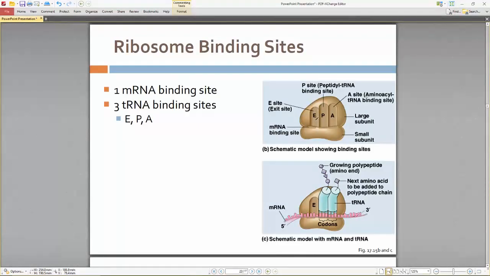E stands for exit, probably the easiest one to remember. P site is the peptidyl tRNA binding site. I just remember it as the P site. And the A site is the aminoacyl tRNA binding site. You just have to remember it as EPA. And for me, I almost just remembered it as the first site, the second site, and then the exit site. But they have names.